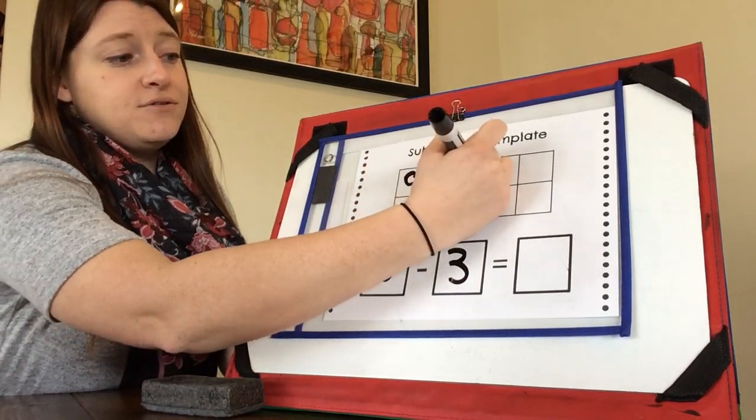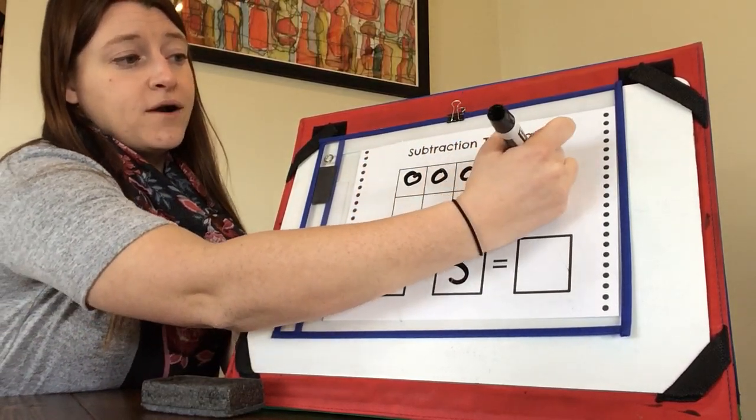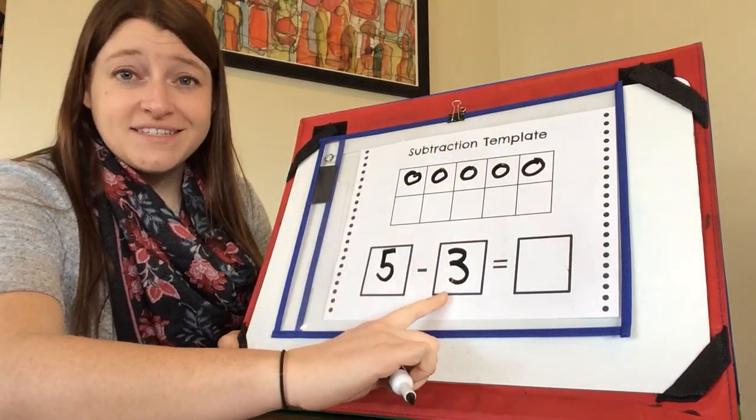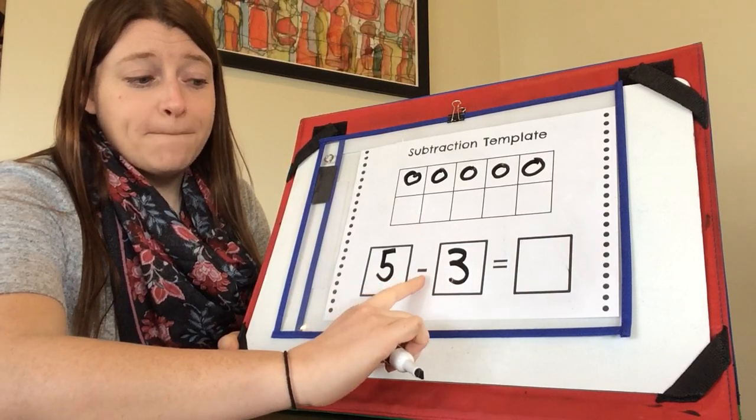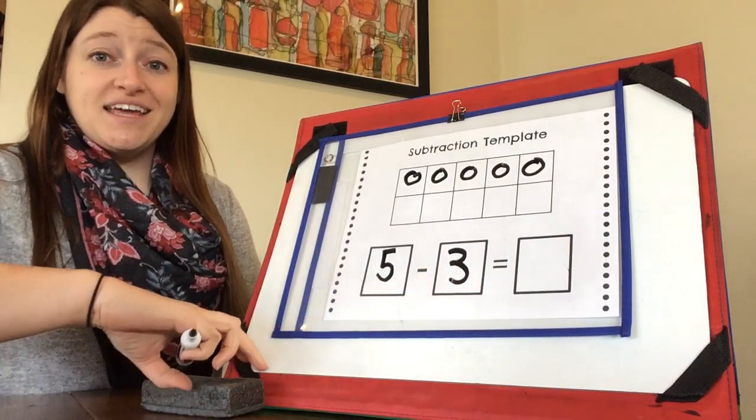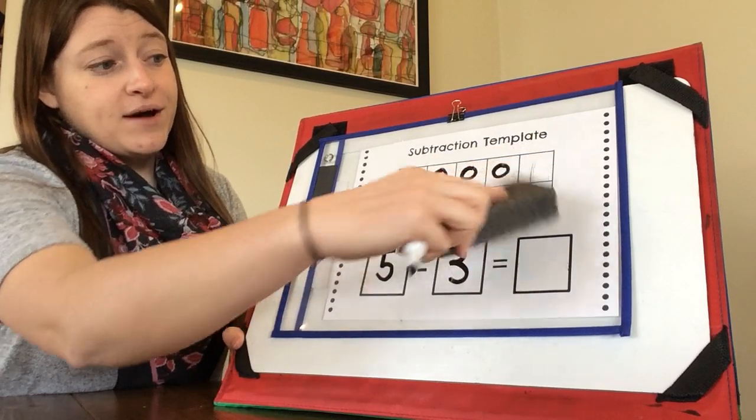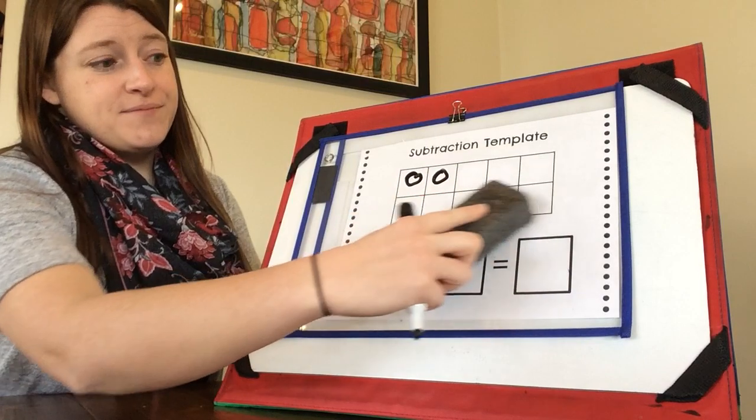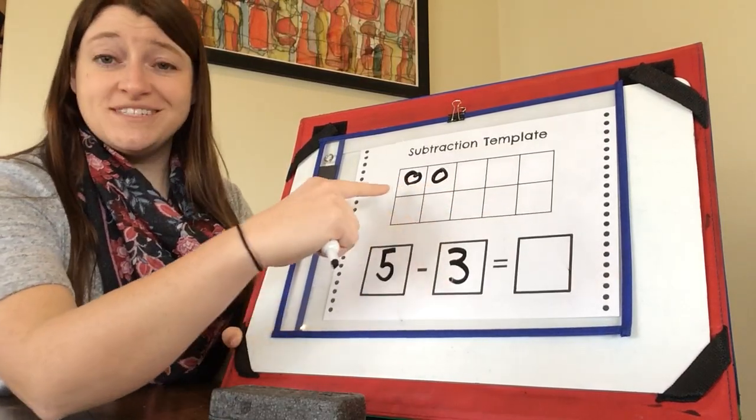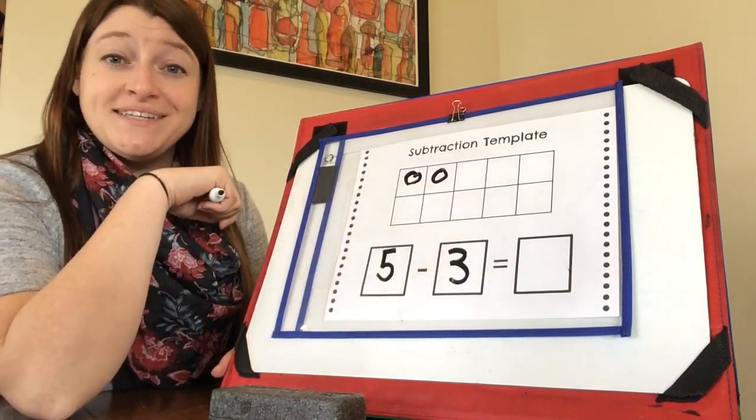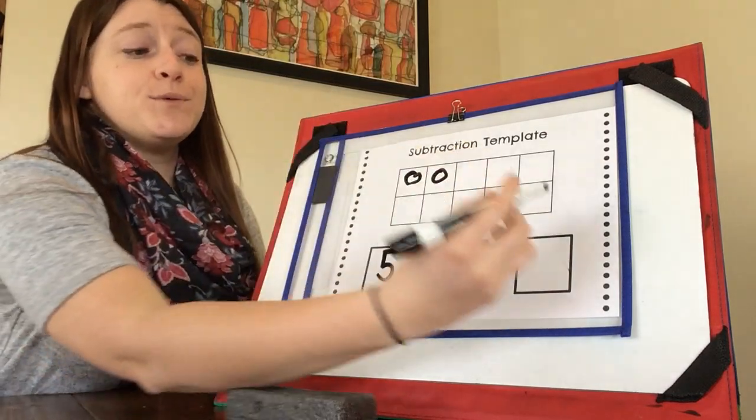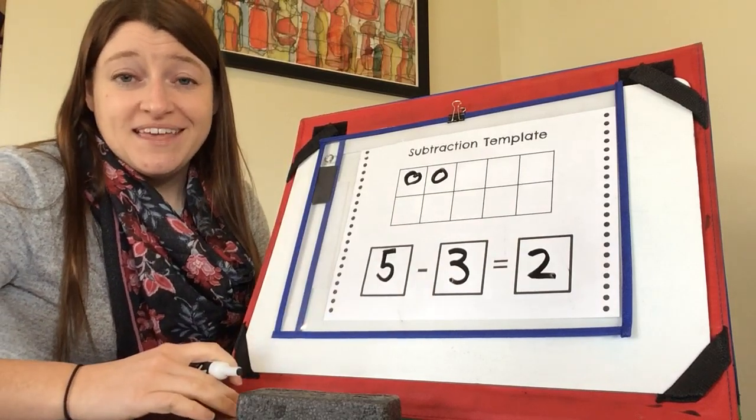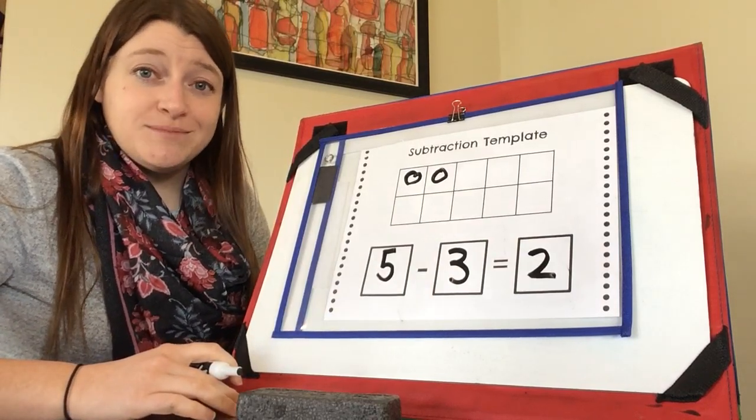1, 2, 3, 4, 5. The next number tells us how many to take away. 5 minus 3. Let's go ahead and erase 3 dots. 1, 2, 3. I have 2 dots left. So that tells me that my difference or my answer to the subtraction problem is 2. 5 minus 3 equals 2. You go ahead and say the subtraction sentence.